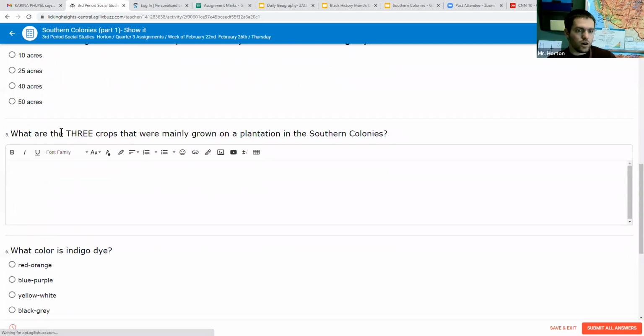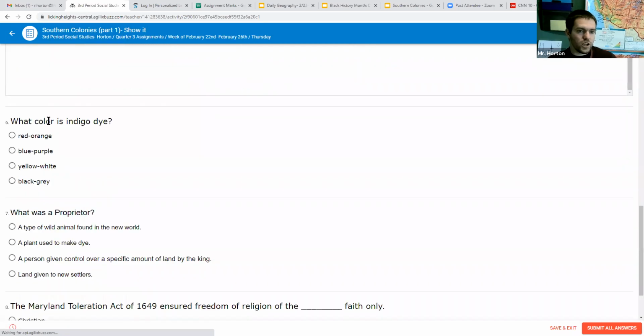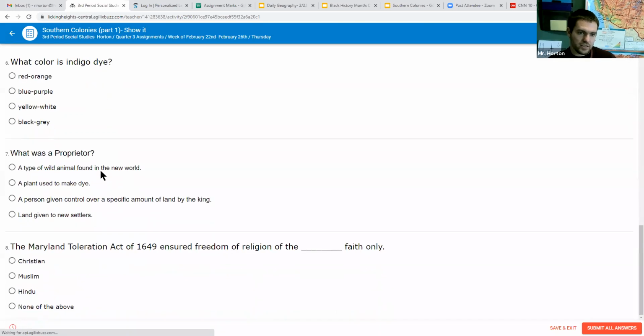Then number 5 says, what are the 3 crops that were mainly grown on the plantation in the southern colonies? We'll type in the box the names of the 3 crops. Then number 6 says, what color does indigo dye make? Indigo is a crop that they grew in the southern colonies. Then number 7 says, what was a proprietor? What does a proprietor do?